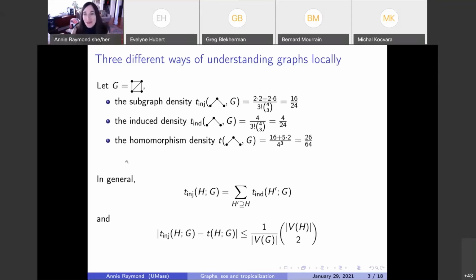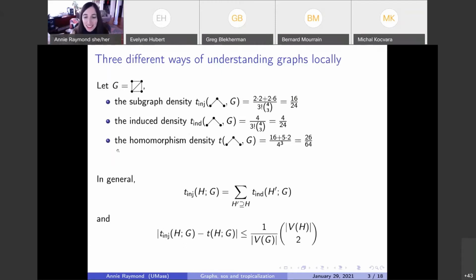But one advantage of homomorphism density is that multiplication will be nicer, and you don't have to look only at the case where the number of vertices of your graph G goes to infinity. So we'll stick to homomorphism density, but just keep in mind that we can translate some results.